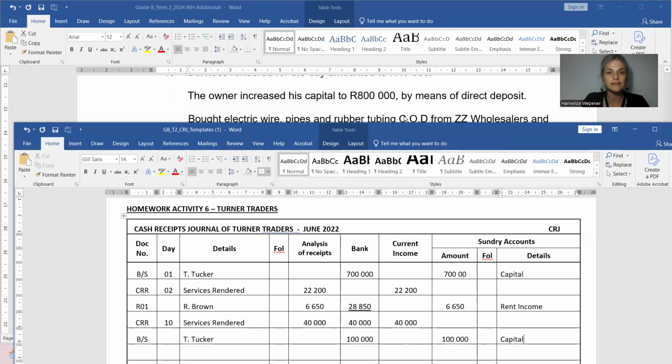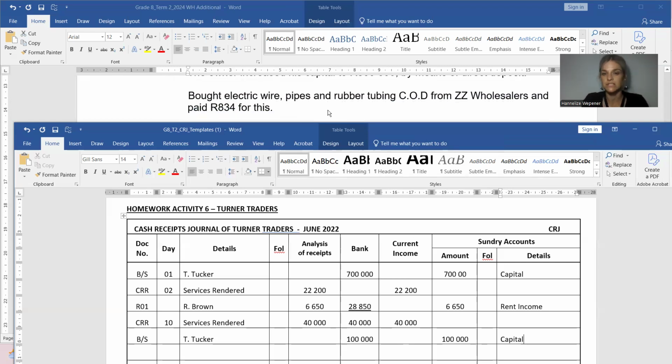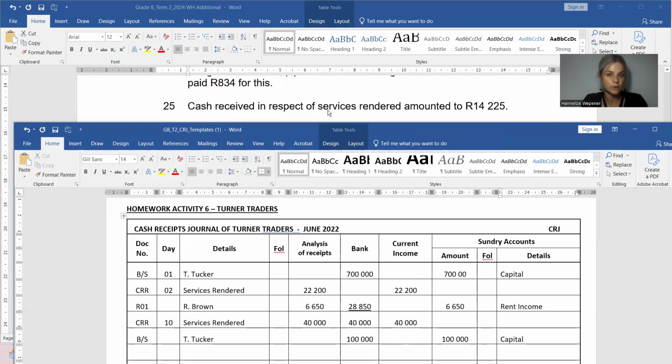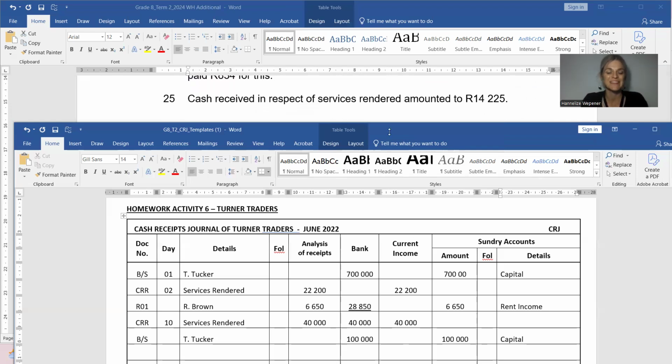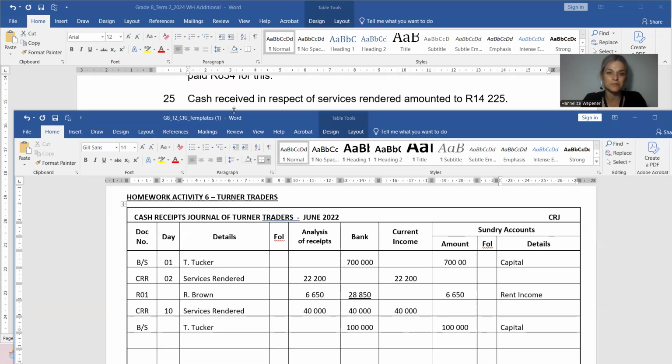Then we said that this is a CPJ transaction, so we are going to ignore it for now until next term. And then on the 25th, it says that we received more cash for services rendered. So again, at my business premises, CRR, services rendered. Whenever it's cash received for services rendered, it's in your cash register roll, at your business premises. So first analysis of receipts, all cash receipts must go to bank, and this was for current income.